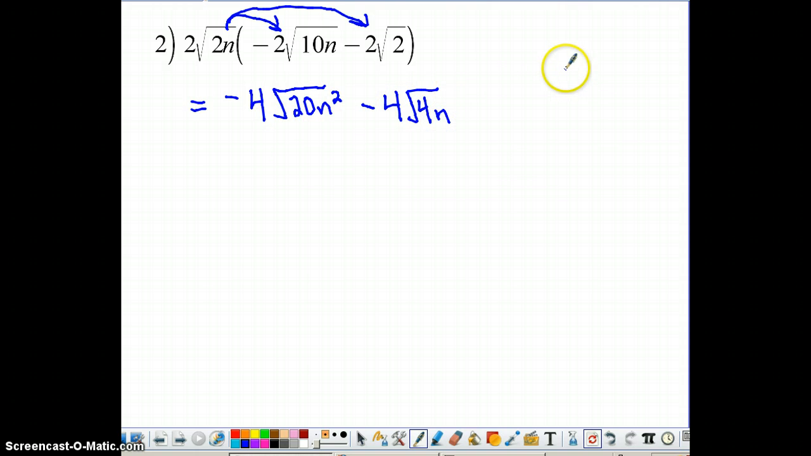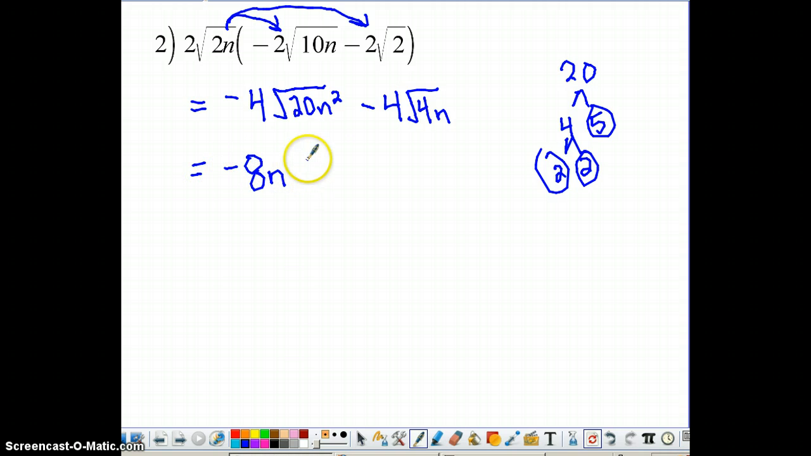Okay, the 20, if we simplify this, is going to be 4 and 5, 2 and 2. So we can pull out a 2. So we're going to have negative 8n, because n squared and n comes out, times the square root of 5, minus, the square root of 4 is 2, so this is going to become negative 8 times the square root of n. Okay, look at our two radicals. They're not like radicals, and so we have to leave it the way that it is.